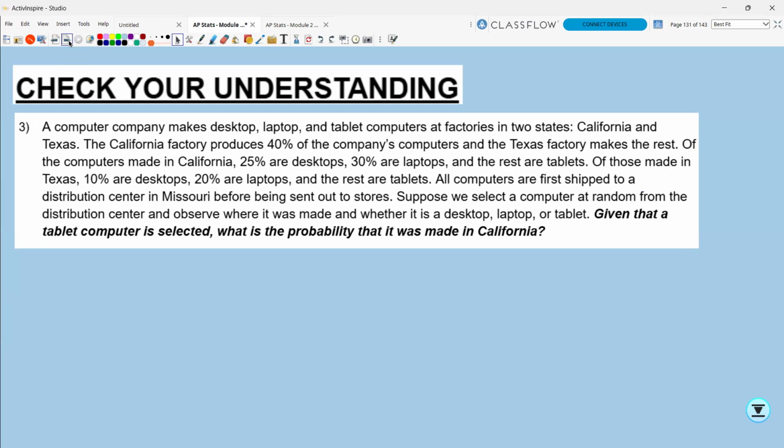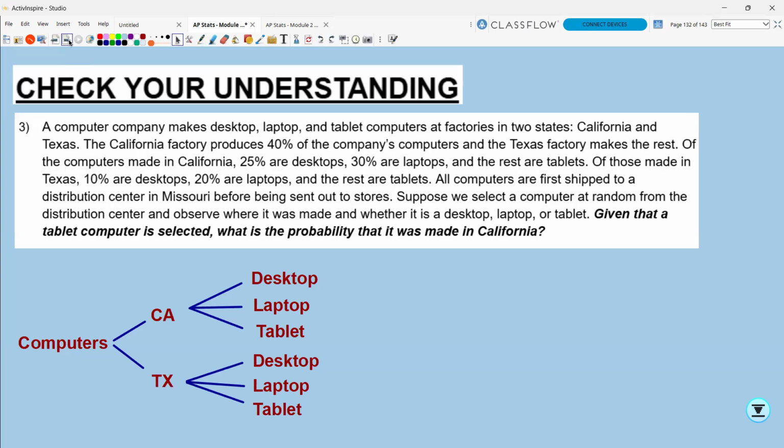Question: given that a tablet computer is selected, what's the probability that it was made in California? This is a tree diagram problem, so we can set it up as maybe two different sections. First, talking about the state, California or Texas, and whether or not it's a desktop, laptop, or tablet for each state. Now, we're given a few different percentages. We're given that California's percentage is 40%. We're given the desktop and laptop percentages from California, and we're given the desktop and laptop percentages from Texas. We're going to have to subtract from 1 to get the remaining for each of those branches.